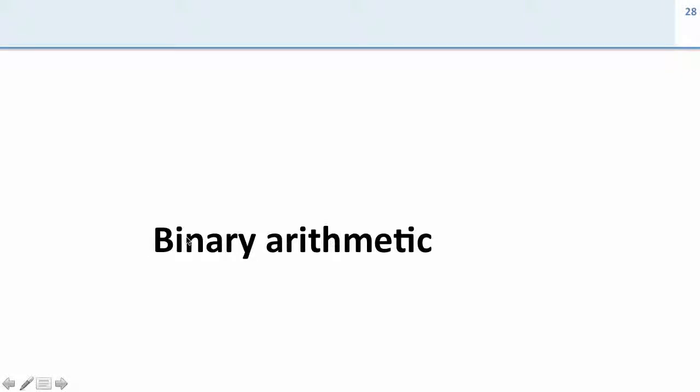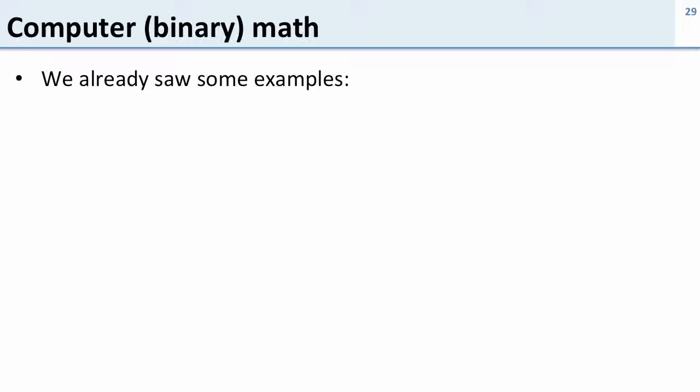So now we're going to talk about binary arithmetic. That is, how do computers do math with just ones and zeros? And we're going to talk about this because we've seen some math already and we're going to see a lot more, and I want to make sure we all have a basic introduction to it.